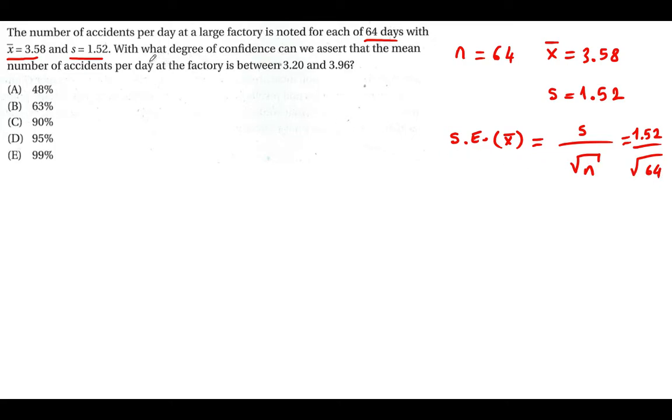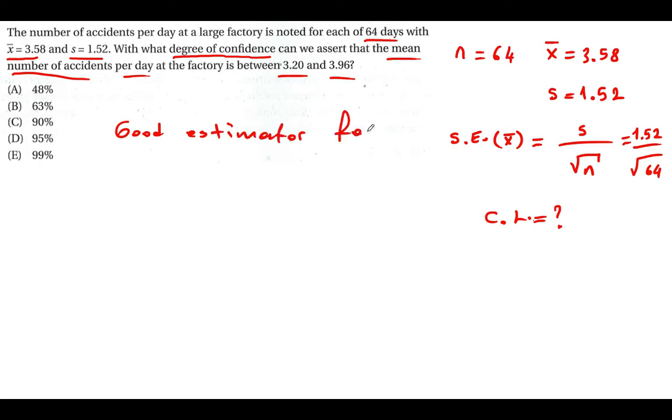And then, with what degree of confidence, so the confidence level is our question. We can assert that the mean number of accidents per day is between 3.20 and 3.96. So we know that a good estimator for the population mean is the mean of the sampling, or sampling mean.